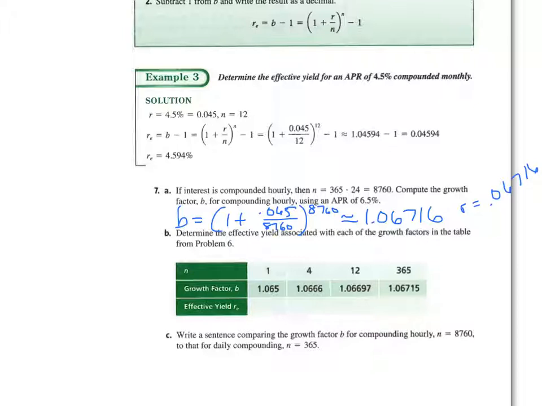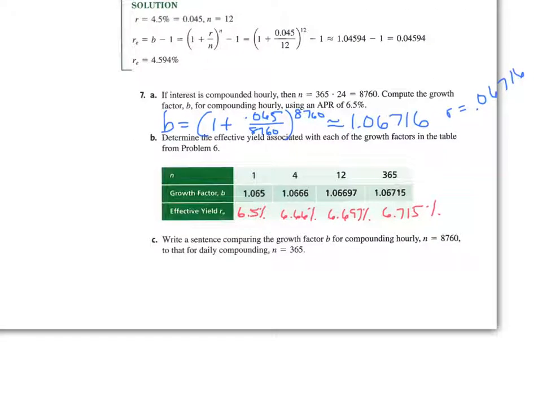If you compare it back up to compounding just 365 times a year, you can see it's not a huge difference. Let's go through the effective yield. This one you're yielding 6.5%. This one you're yielding 6.66%, 6.697%, and 6.715%. So it definitely is more as we go up. But the biggest jump comes going from 1 time a year to 12 times a year.